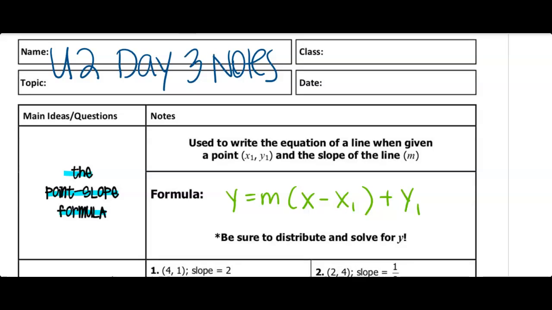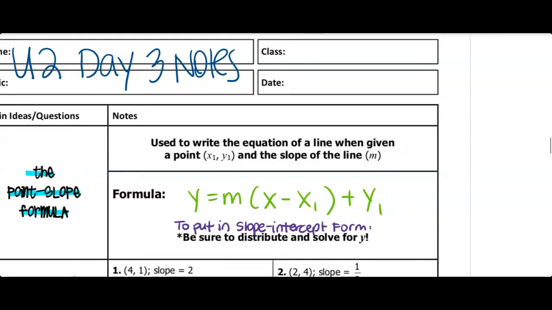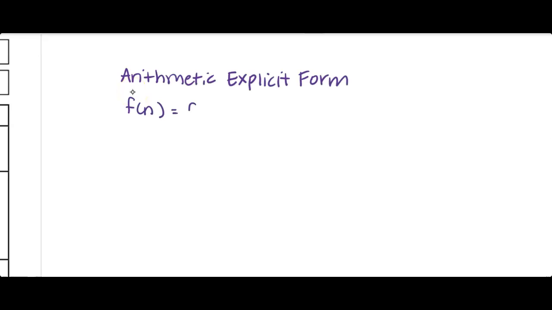So that is your point slope form. And then if you want to put it into slope intercept form, you just distribute and solve for y. So let's put that underneath. The one connection I want to make is point slope to our explicit form from arithmetic sequences. So if we think back to the arithmetic explicit form, we would have had that f of n is equal to whatever our first term was plus d, and we would do that n minus 1 times because we have our first term.